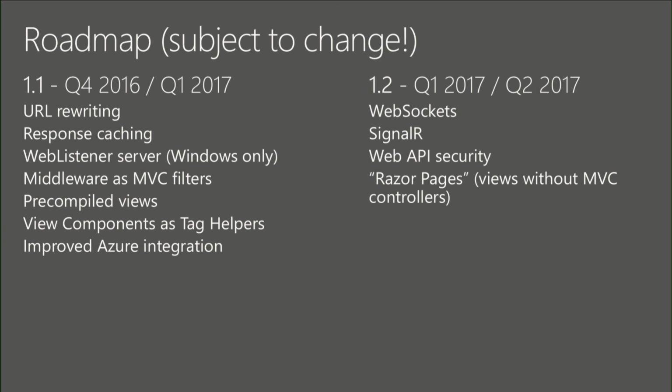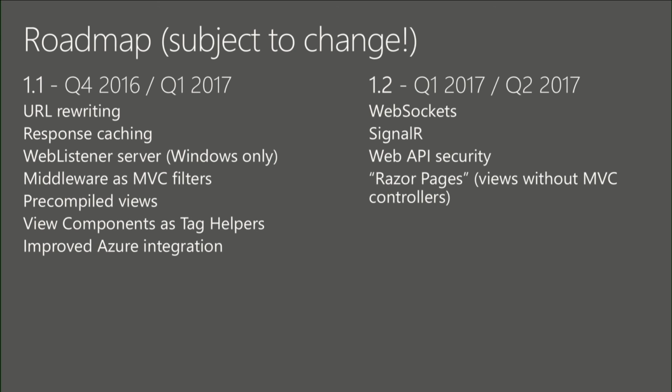You'll be able to use middleware as MVC filters in the 1.1 wave. That will allow you to do things like, if you want to say, I just want output compression for just this one action, you can do that with this model. Precompiled views is coming. View components as tag helpers. I didn't get to show that to you. It's pretty sweet. There are some good videos online you can look at for that one.